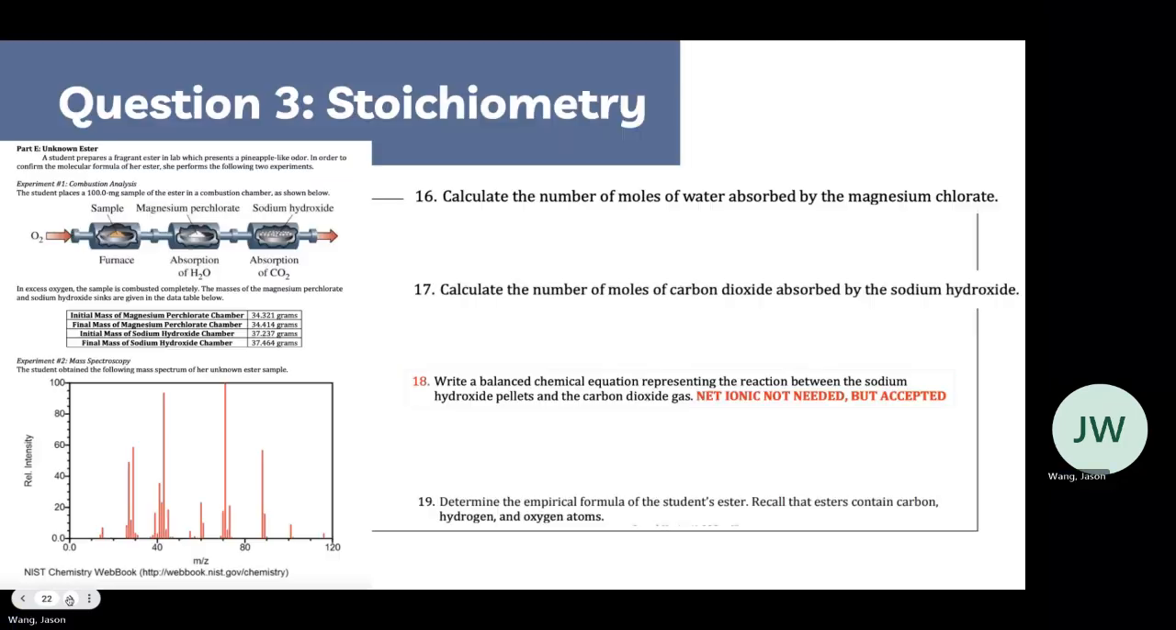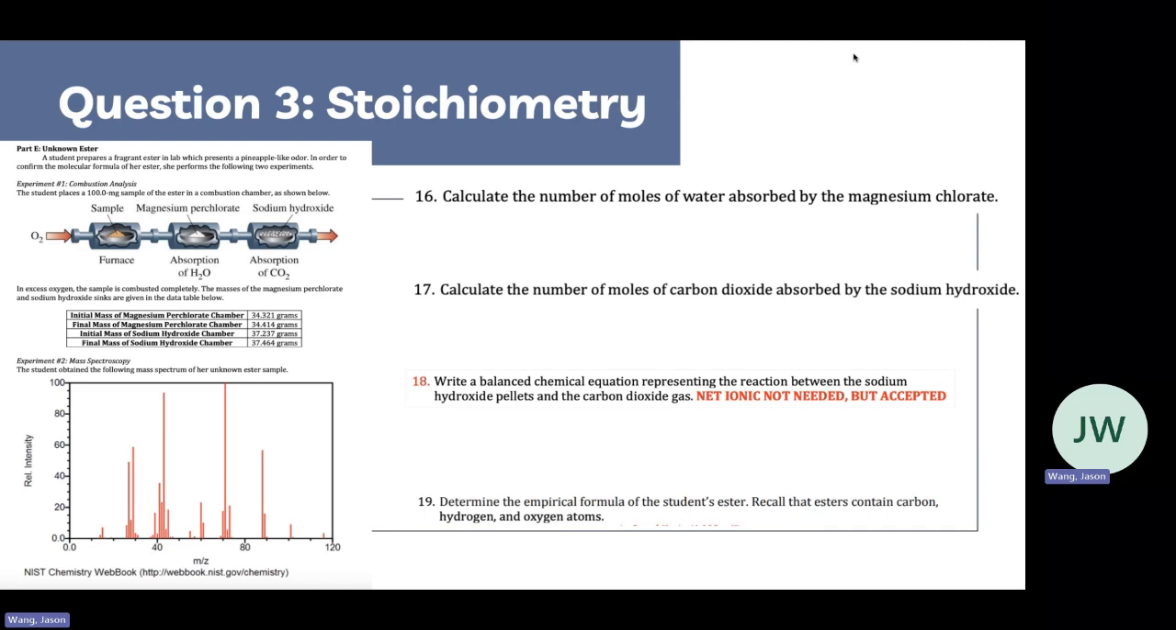Next major question is number 3, stoichiometry. And with stoichiometry, they can do a lot of different types of problems. They can mix what we talked about with reactions with stoichiometry problems. In this case, we have a student preparing a fragrant ester in a lab, which presents a pineapple-like odor. In order to confirm the molecular formula of her ester, she performs the following 2 experiments.